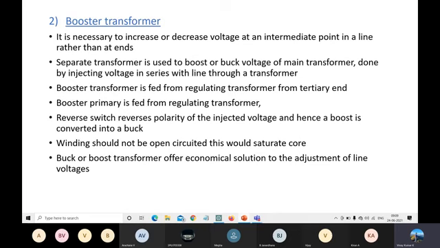And the reverse switch reverses. So what does that mean? The reverse switch reverses.